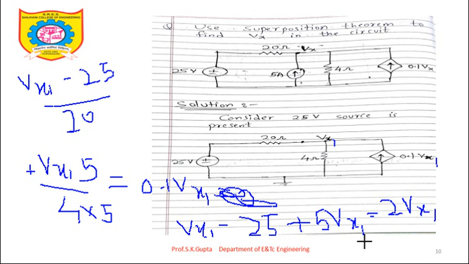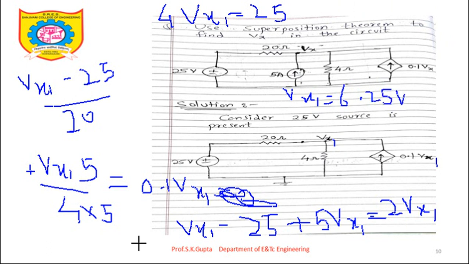So this minus 25 will go to that side, and this 2 Vx1 will come to this side. So Vx1 plus 5 Vx1 minus 2 Vx1, that means 4 Vx1 equal to 25. So Vx1 equals 25 divided by 4. So the Vx1 answer is 6.25 volt. 6.25 volt. I hope you have noted it down.